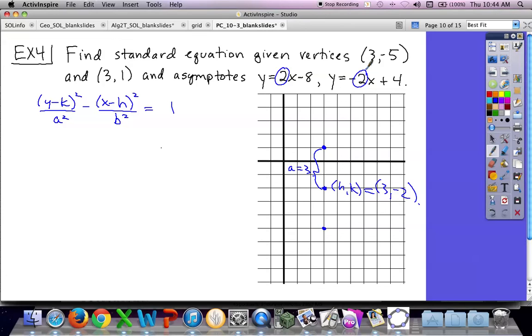Try again. a over b. The vertical, it's a up and down, right? Just like we've got it right there. So we know that in this case, plus or minus a over b is 2. Right? a over b equals 2. And we actually already know the a. a is 3. So we know that 3 over b equals 2. Solve for b.